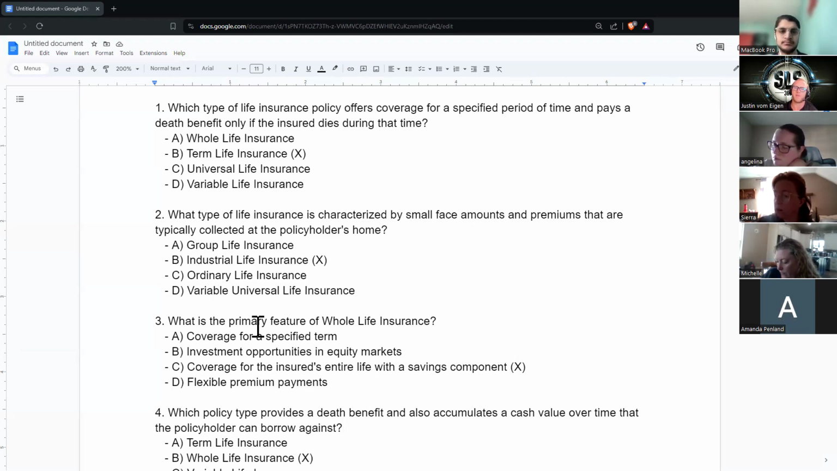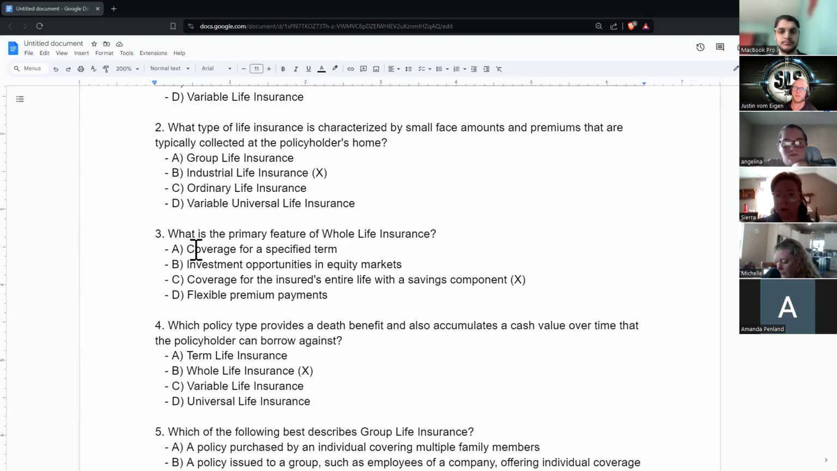All right. What is the primary feature of whole life insurance? Coverage for a specified term, that's term life, right? Whole life is for their whole life. Universal life is a mix between term and whole life, so it's a term policy with a cash value component. Investment opportunity in equity markets. So an ordinary whole life, they're not invested in equities. It's invested in the company's account.